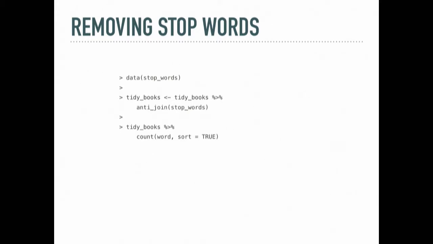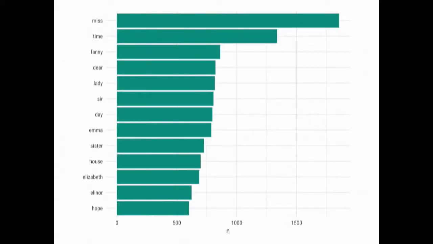If we do that with our tidy Jane Austen data, after that we can ask the question, what are the most common words in Jane Austen's novels? And we get a result like this. We see words like miss, time, dear, lady, sir. We see some proper names like Fanny, Emma, and Elizabeth. So we were able to get to this with just very few operations from dplyr because we have our data in a tidy data structure.